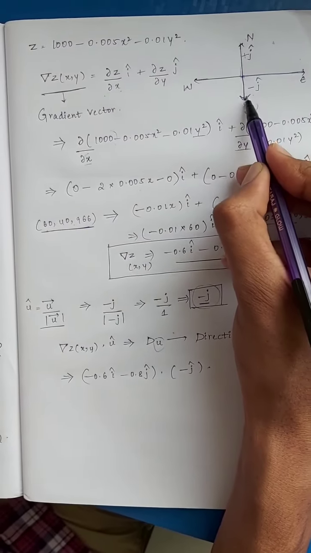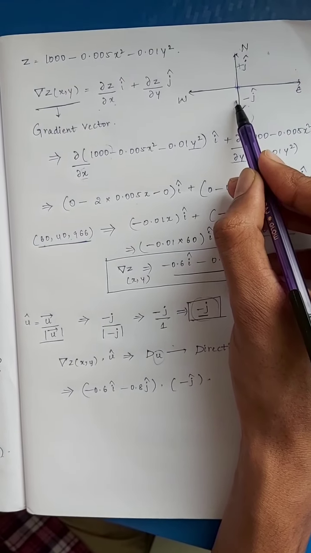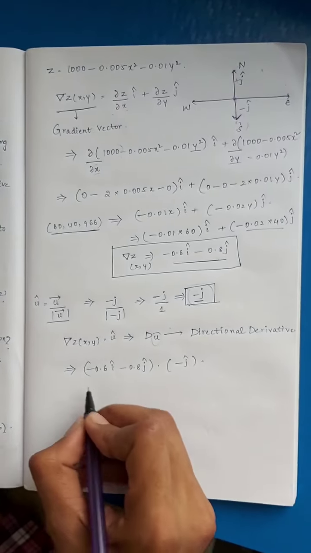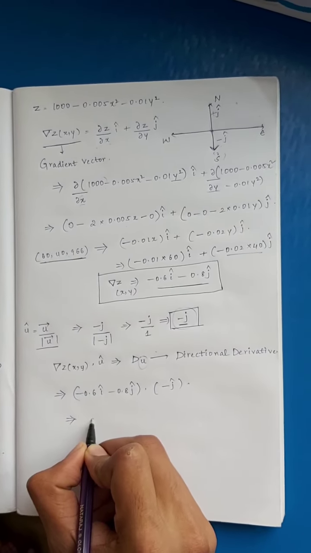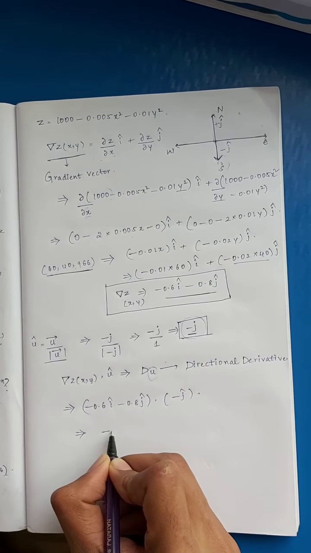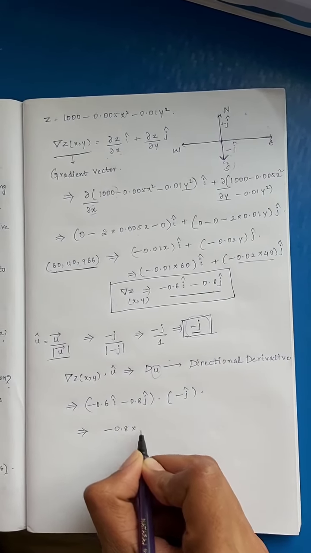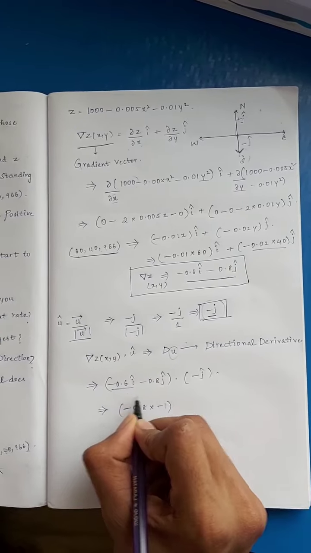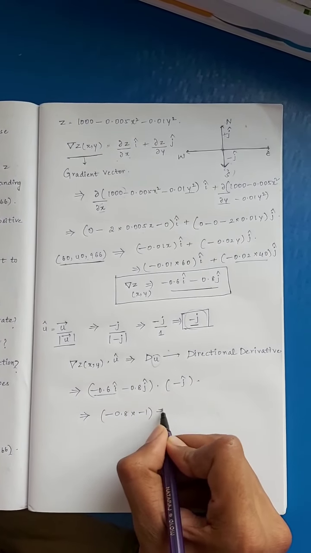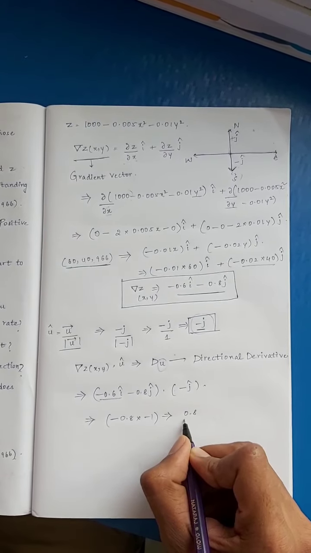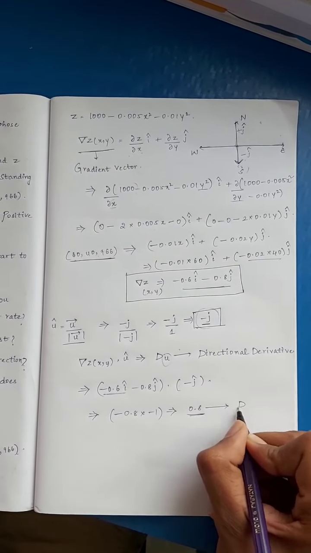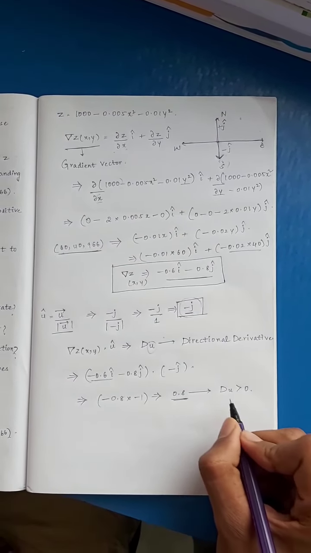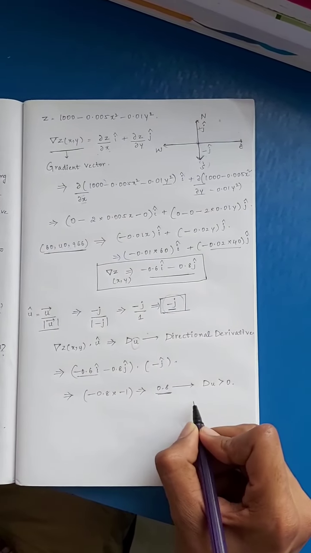Since we are going along the negative y-axis, there will be no terms in the x-axis, so we will only consider the minus j. Here it would be minus 0.8 times minus 1. Since there is no i cap term in the unit vector, the minus 0.6 multiplied with it is equal to 0. So the final result would be 0.8. This would be the value of the directional derivative. Since 0.8 is greater than 0, the rate of change is greater than 0.